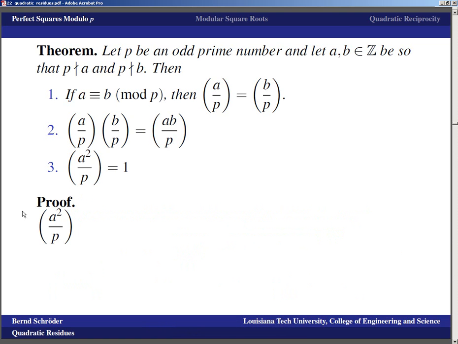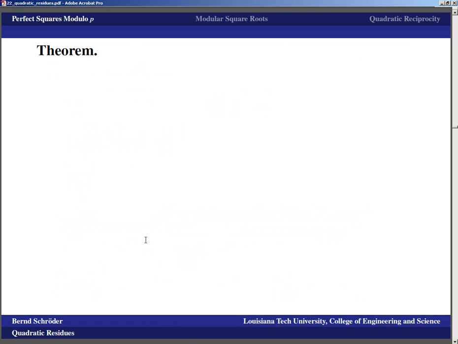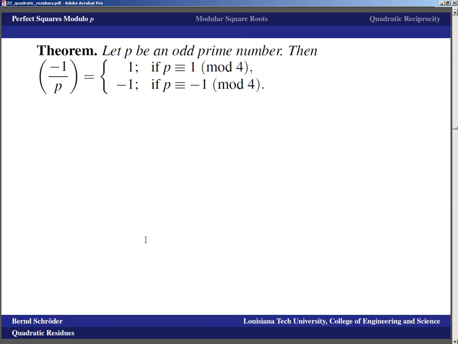And finally, for a squared over p, the Legendre symbol of that is, of course, the product of the Legendre symbol of a over p times the Legendre symbol of a over p. And if you take two numbers that are either both 1 or both -1 and multiply them together, you get 1, and that's it. Okay, so that now tells us that for certain numbers we can do some direct computations.